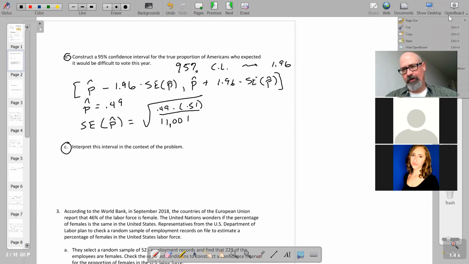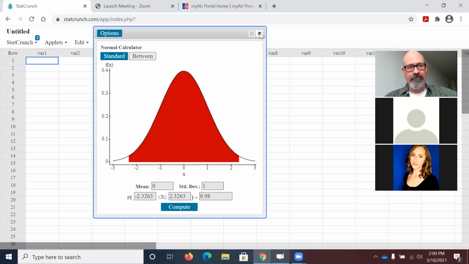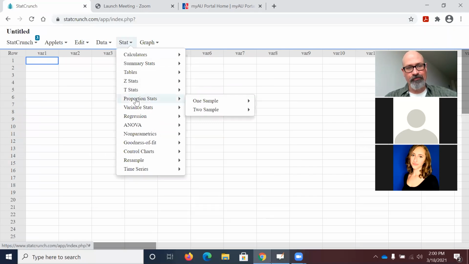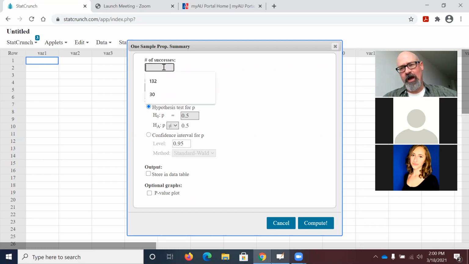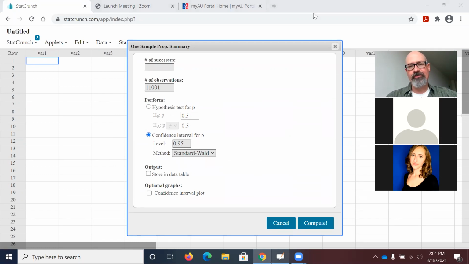Another way to proceed is to go to Statcrunch and go to proportion stats, one sample with summary. The number of observations in this case is, I believe, 11,001. How do you get the number of successes? In order to get the number of successes, basically multiply 0.49 times 11,001, put that number right there. We don't want the hypothesis test, but the confidence level you want is 0.95, and that's another way to come up with it. Does anyone have any questions about this so far? Is this all okay to you? A couple different ways. You get a 95% confidence interval using these methods.